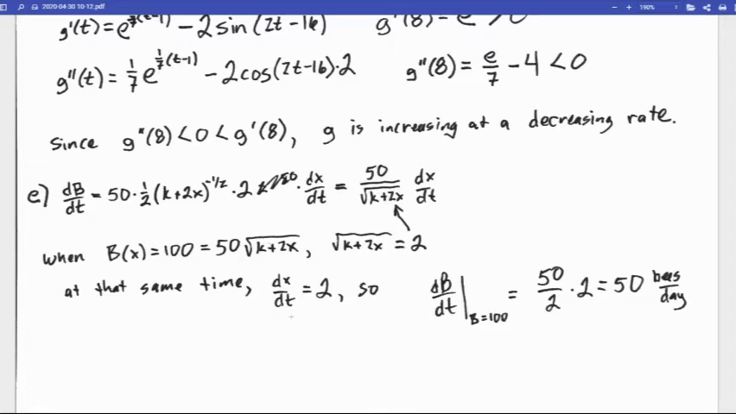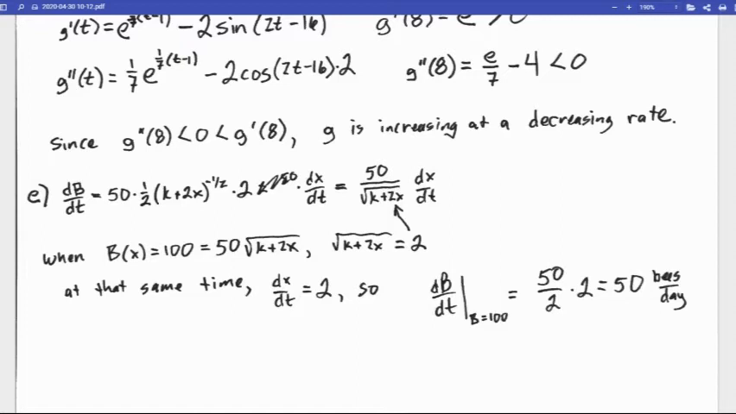And so if I'm trying to find how fast the population is changing at that moment, well, at that moment, after I've taken the derivative, I can plug in 2 for this, and then we're given that the rate of change of the temperature is also 2. And so we've got 50 divided by 2 times 2 to get 50 bees per day as my rate of growth. I thought that one was a little bit nasty, but not completely unreasonable.